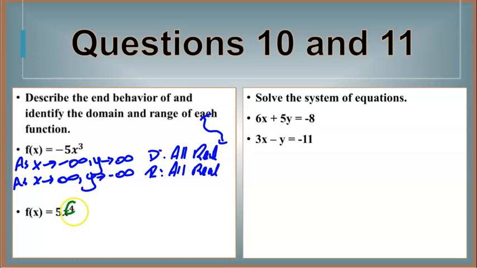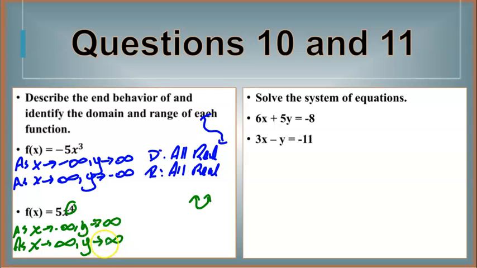This next one, I have an even function. Even functions, the end behavior faces the same direction. Since this is a positive even function, they both open upward. So the end behavior would be as x approaches negative infinity, y approaches positive infinity, and as x approaches positive infinity, y approaches positive infinity. And the domain for an even function is all real.